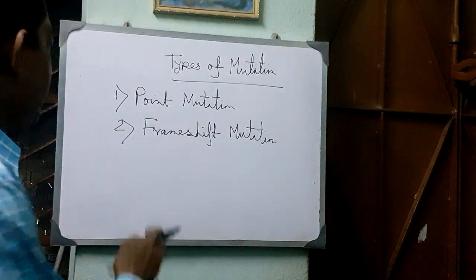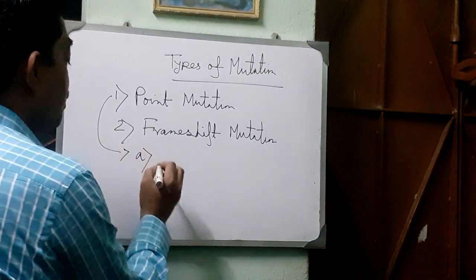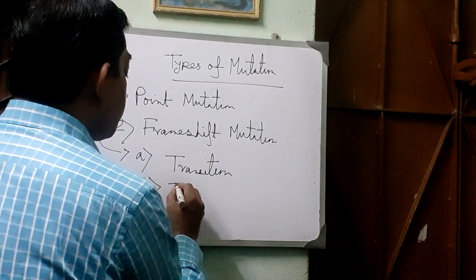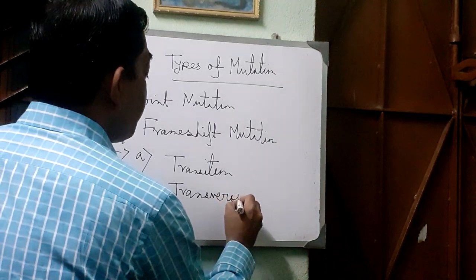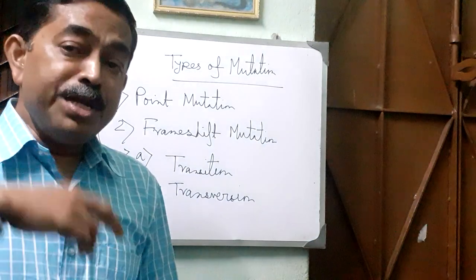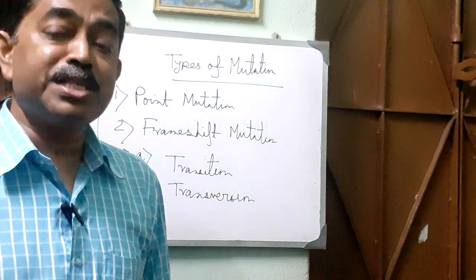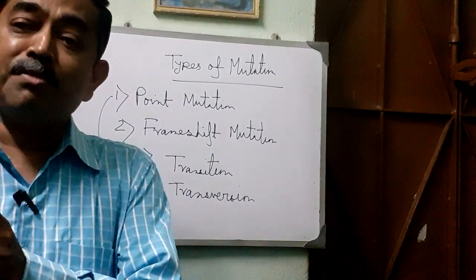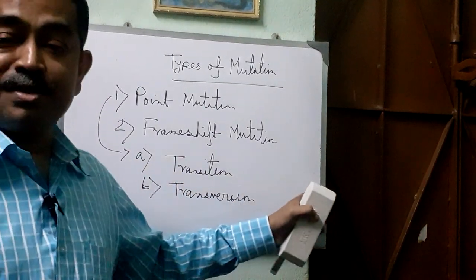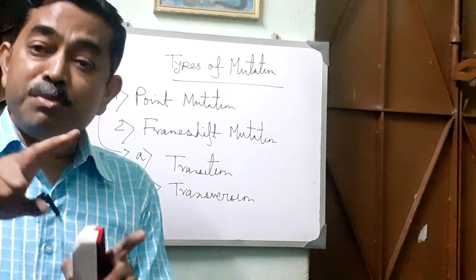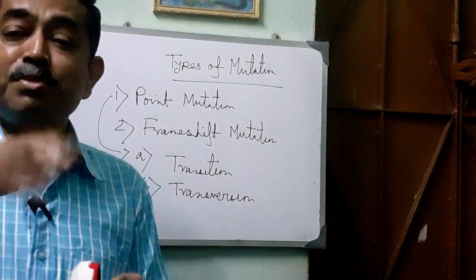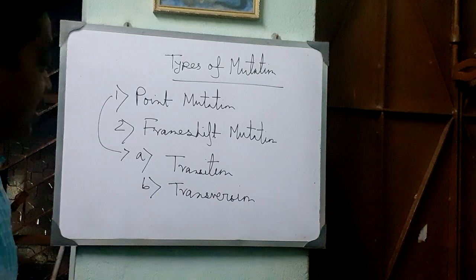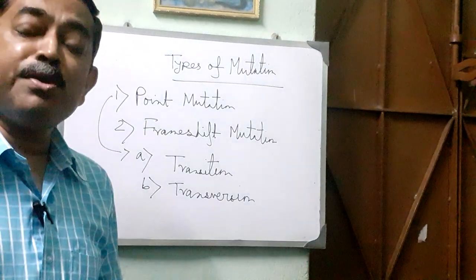And point mutations are generally of two types. One is the transition point mutation, and another is the transversion point mutation. What is the transition? When any purine base is substituted by a purine base, or any pyrimidine base is substituted by a pyrimidine base, like the purine bases adenine and guanine, and the pyrimidine bases thymine and cytosine, then it is called a transition type of point mutation. And when a purine base is substituted by a pyrimidine base, or a pyrimidine base is substituted by a purine base, then it is called a transversion point mutation. So depending on this substitution of base pair, three more types of point mutation can happen.